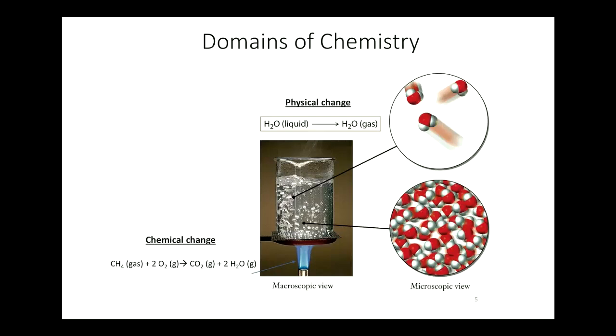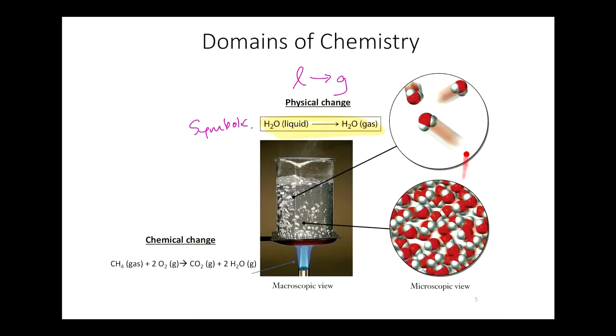So we note, okay, water is boiling, but if you want to communicate this to another chemist, you might want to write it this way: H2O liquid going to H2O gas. This is our symbolic domain, right? But it means the exact same thing as what I just said, water boiling. Also represented as water liquid to gas is another way we can represent it.